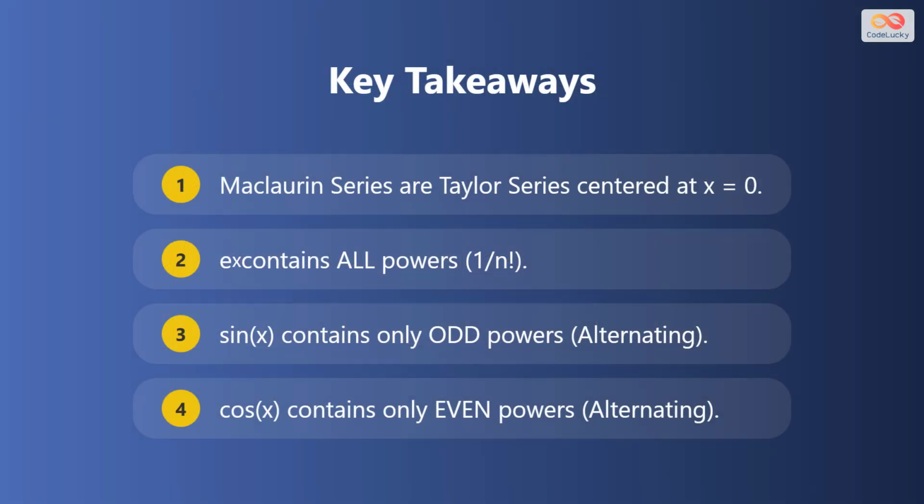To summarize, remember that Maclaurin series are centered at 0. e to the x uses every integer factorial. Sine is an odd function, so it uses odd powers. Cosine is an even function, so it uses even powers. Mastering these three expansions is essential for advancing in calculus.